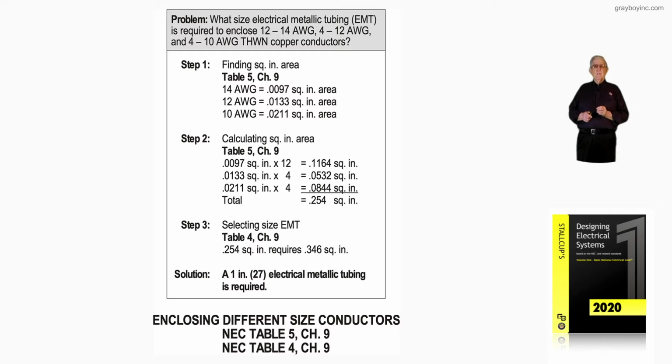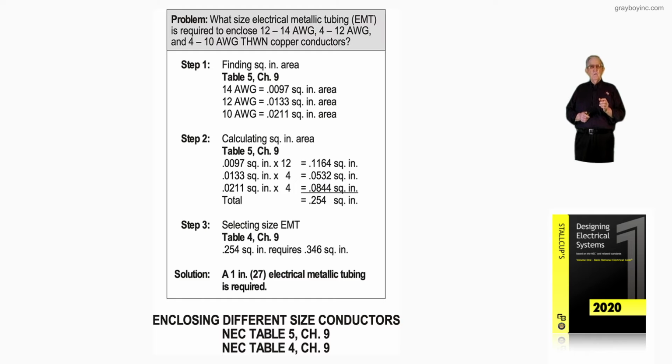So the number 14 is 0.0097. The number 12 is 0.0133. The number 10 is 0.0211 square inch area. Now, the area has to be multiplied by the number of conductors.